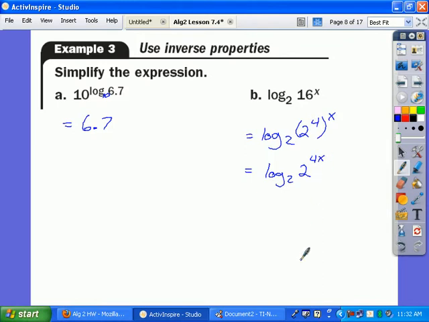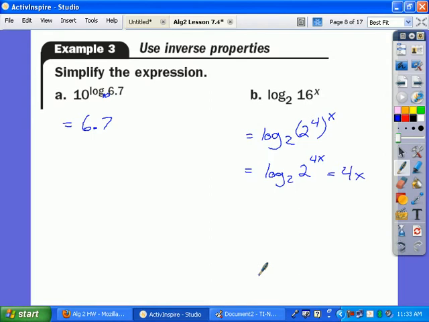So when I take log base 2, and then I take 2 to some power, those pieces are now inverses of each other. Log base 2 and 2 to a power, those are inverses. They cancel out in the same way that if I square something and I square root it, those things cancel out. If I log base 2 of something and I take 2 to a power, those cancel out, and it just leaves me with the exponent, which in this case is 4x.